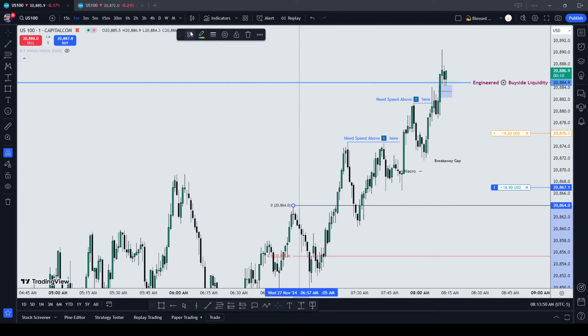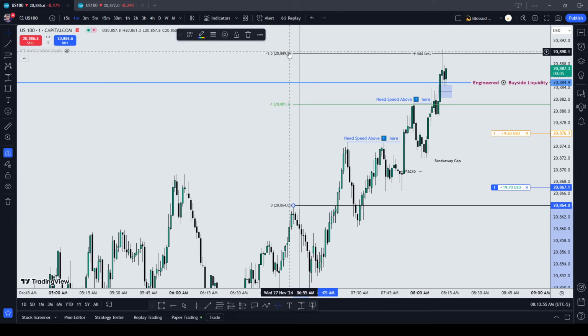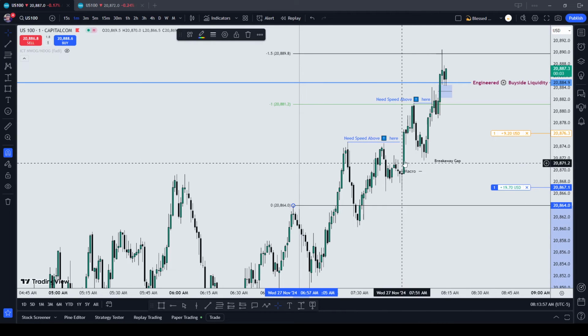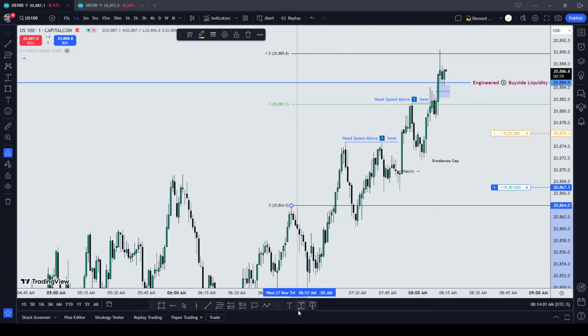Okay, now let's go back to the standard deviation. So now we've hit our 1.5 target. So most people should be content right here.